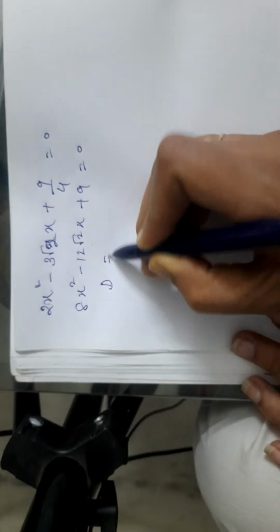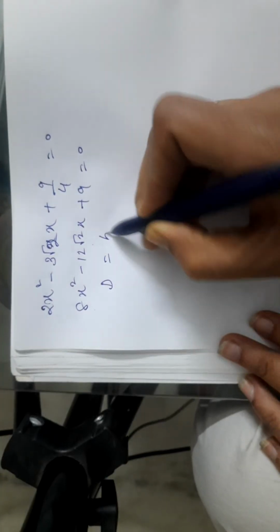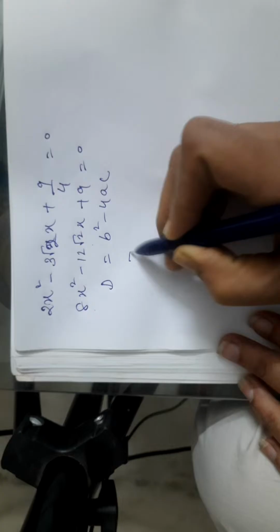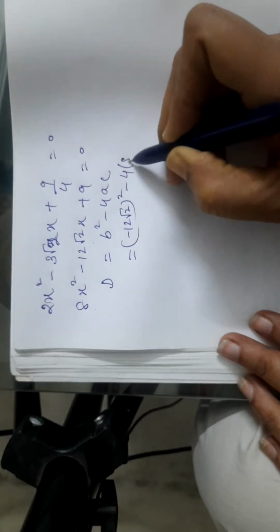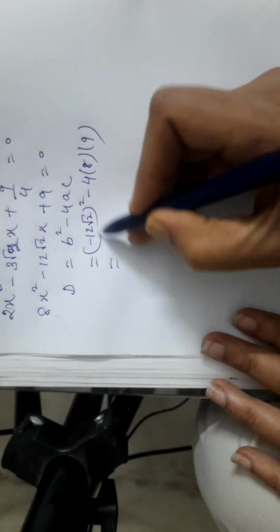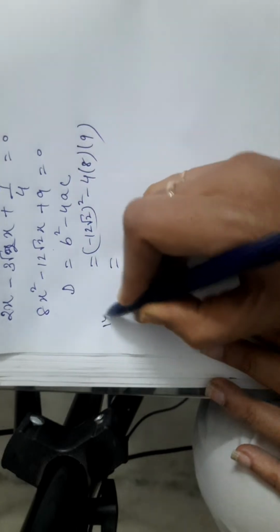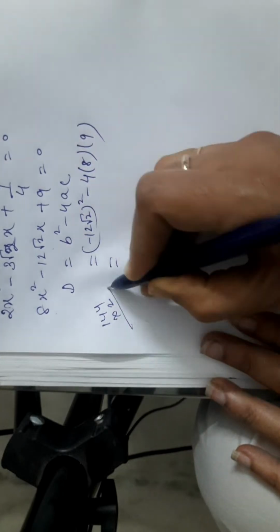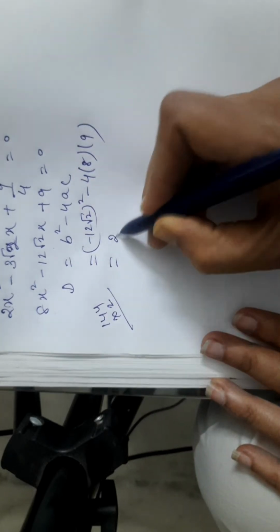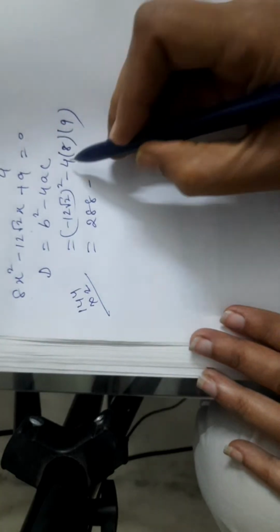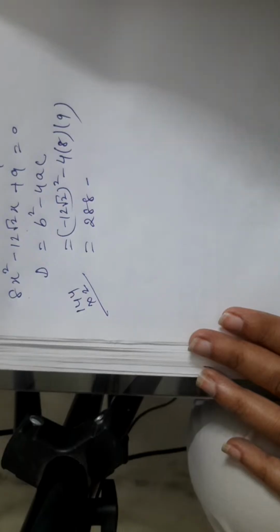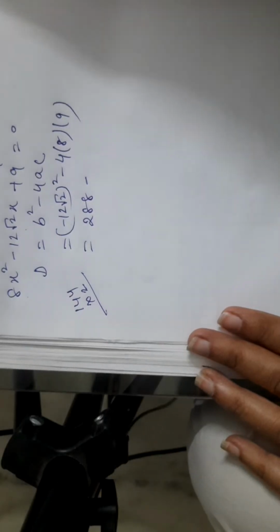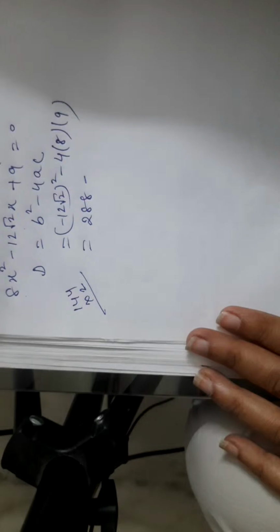So D is b square minus 4ac. b is minus 12 root 2 square. A is 8. C is 9. Now 12 12s are 144. 144 multiplied by 2, so it's 288. Next 4 8s are 32. 32 multiplied by 4.